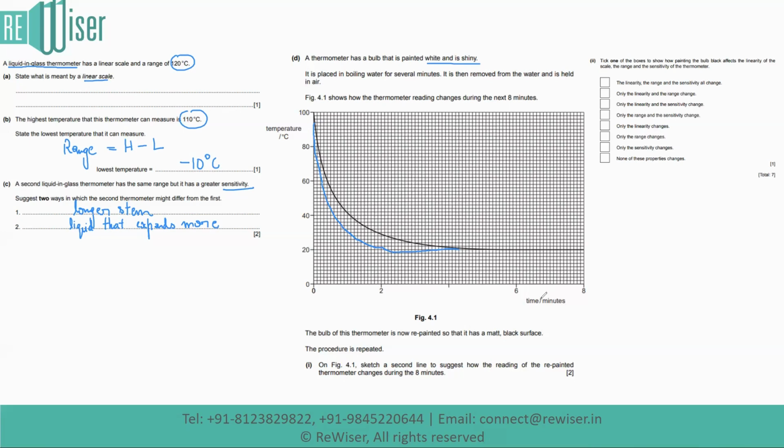Moving on to the next part. Tick one of the boxes to show how painting the bulb black affects the linearity of the scale, the range, and the sensitivity of the thermometer. Now, we understand that the linearity, the sensitivity, and the range of the thermometer are not affected by this change. So consequently, none of these properties changes.